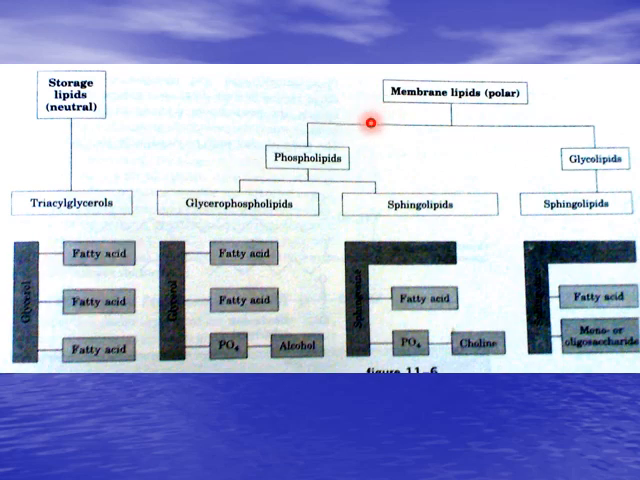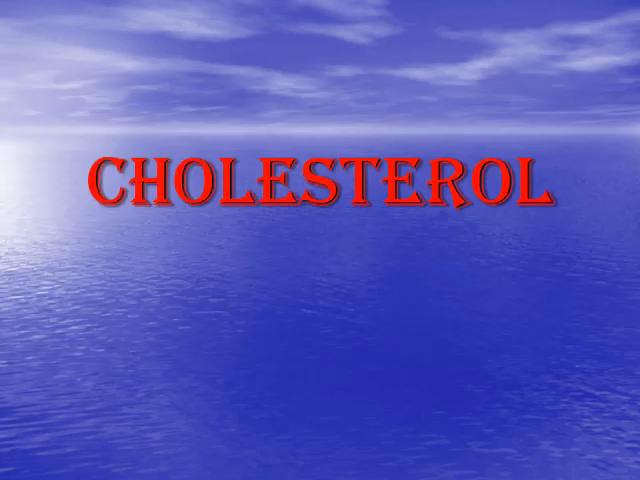Membrane lipids can be classified into phospholipids and glycolipids. Phospholipids can be classified into glycerophospholipids and sphingolipids according to the main alcohol present in the structure. Then glycolipids is the sphingolipid, that is glycosphingolipid, and the main component is the carbohydrate, either in the form of monosaccharide or simple oligosaccharide or a complex oligosaccharide. Cholesterol.